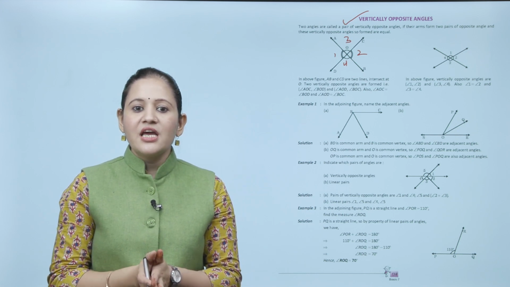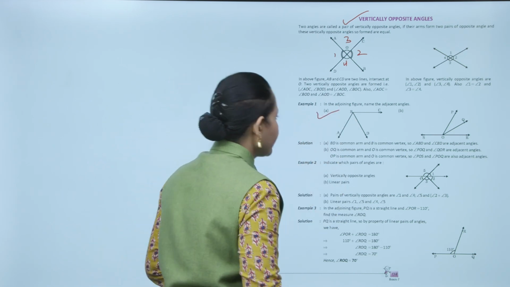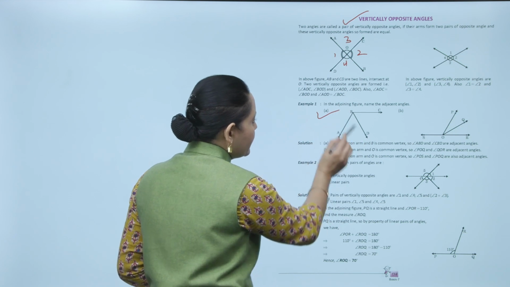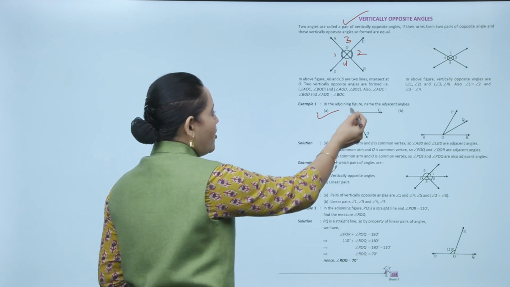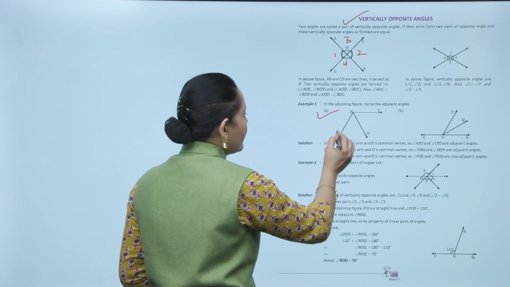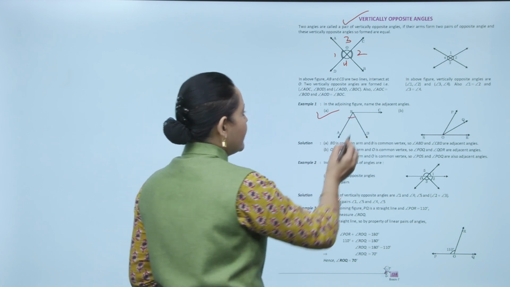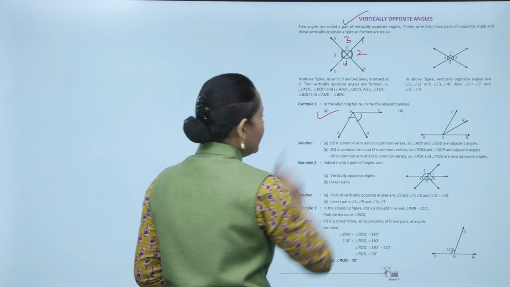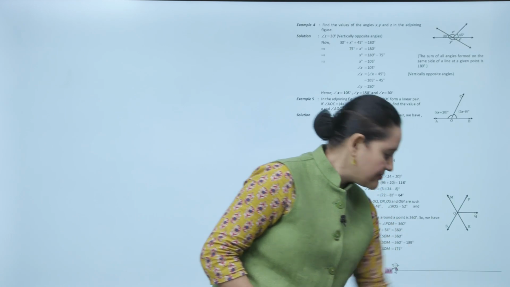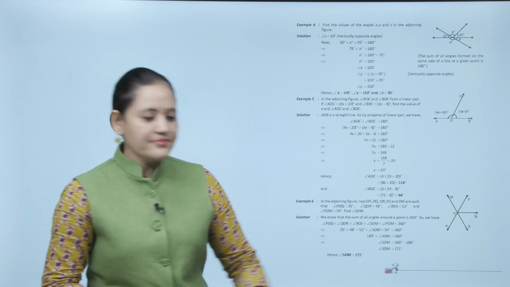Now we'll take an example. In the adjoining figure, name the adjacent angles. So if we talk about this figure, what will be the adjacent angles? Common vertex B, common arm BD, clear? And on opposite sides will be BA and BC. So angle ABD and angle CBD are adjacent angles. Clear? Some more examples are given here, you have to practice them.